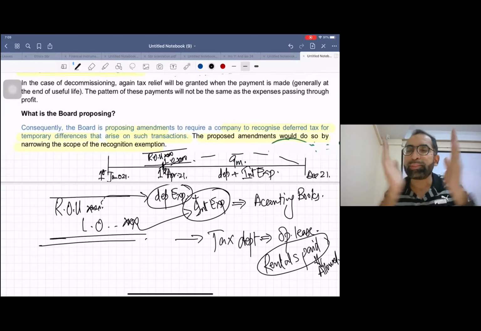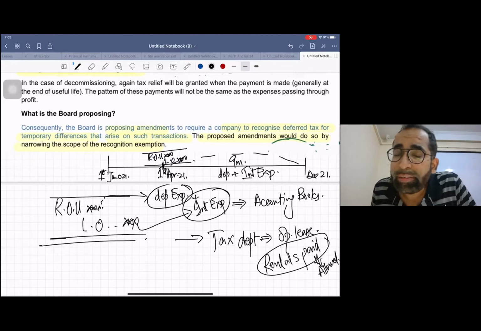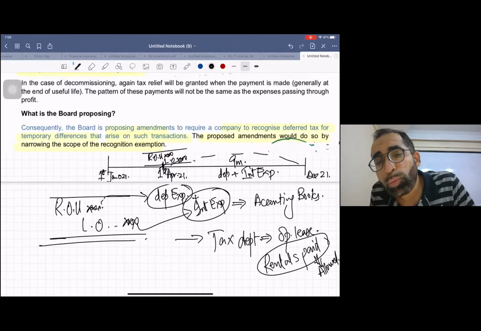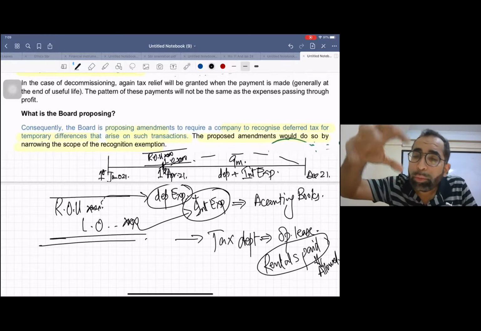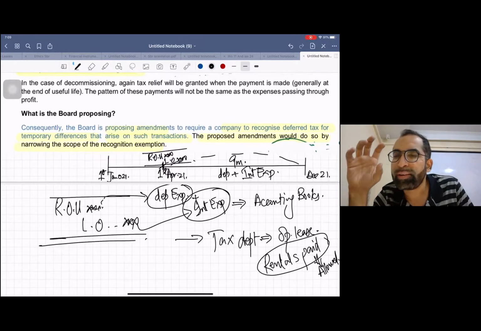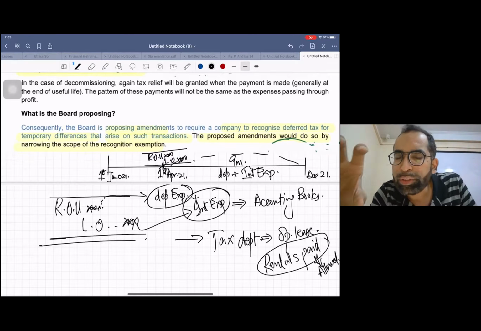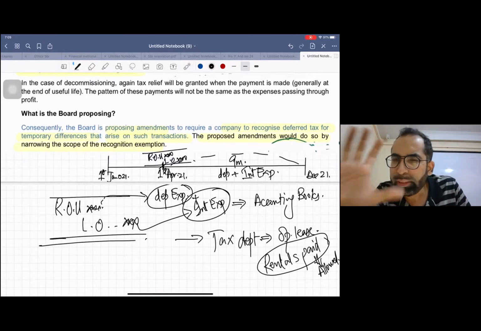This is what IASB is proposing, that there is a timing difference from day one. So why are you not booking deferred tax on it? That's why they are proposing to lift this recognition exemption. This is what this exposure draft is. You just need basic knowledge of the gist of this. That's it.